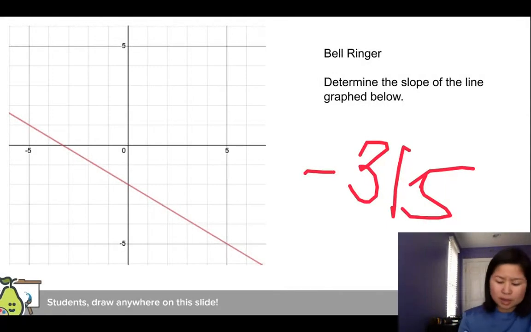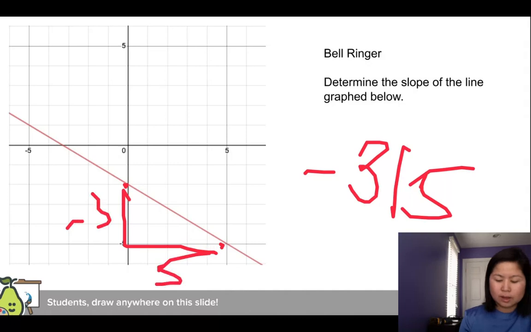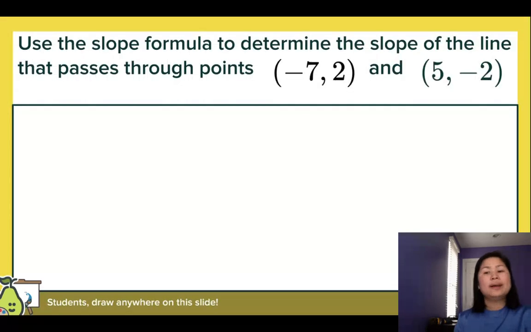So to do this, again, you choose any 2 points. It has to be the exact point. And 1 over here, down 3/5. Okay, questions? And then the next thing that we learned last week is we're going to find the slope when 2 points are given to you.